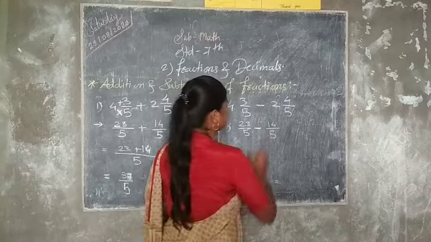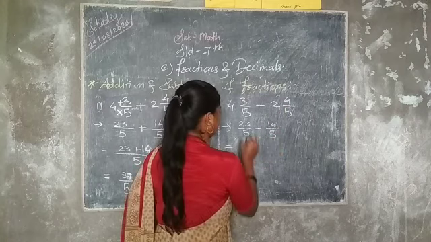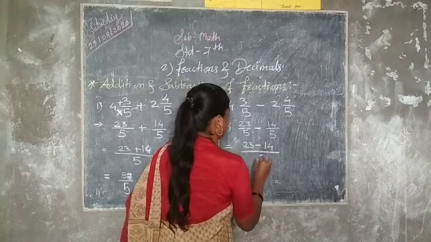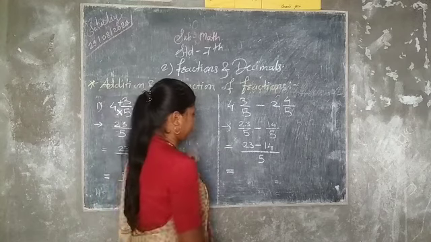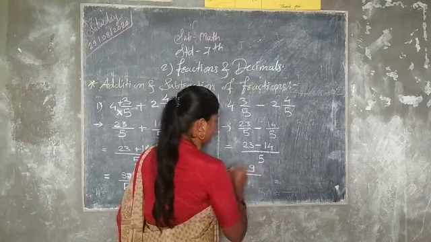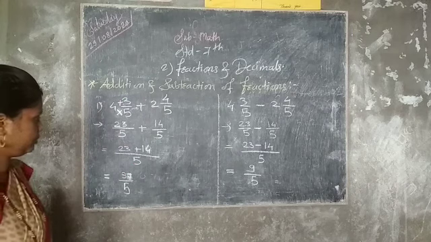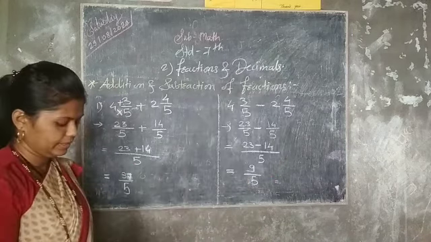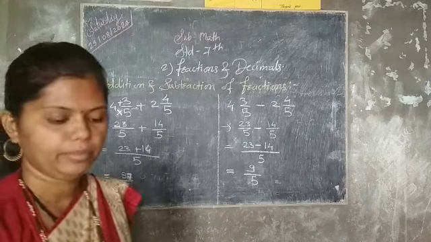Now 5 twos are 10 plus 4, 14 upon 5. 23 minus 14 upon denominator remains the same. Now 23 minus 14, it's 9 by 5. Okay. So here we have completed the examples of addition and subtraction of simple fraction and mixed fraction.